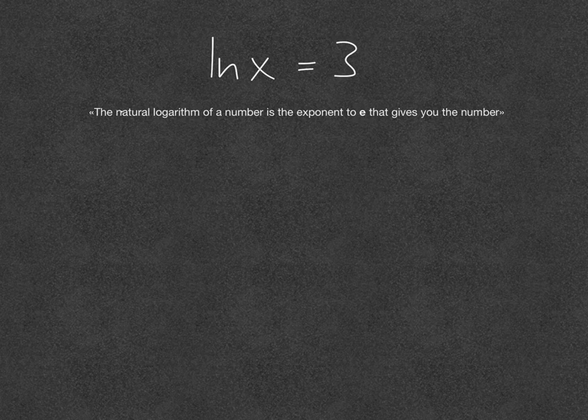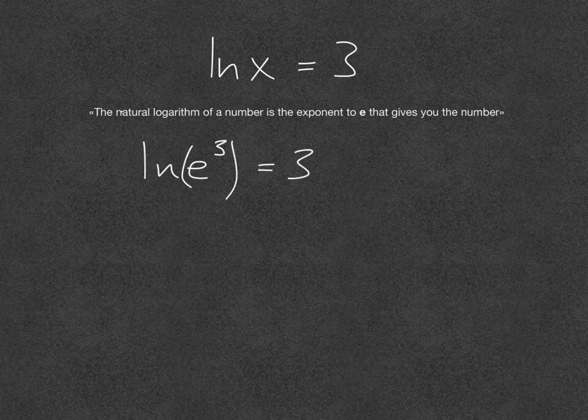Which means, well, we have to find the number that satisfies this equation, and the only number that fits would be e to the power of 3, because ln of e to the power of 3 is 3, because 3 would be the number which is the exponent to e that gives you the number e to the power of 3.